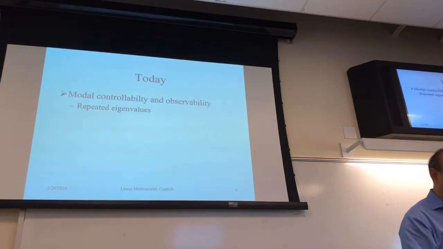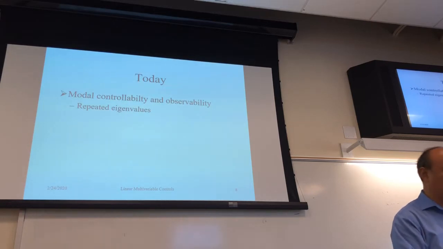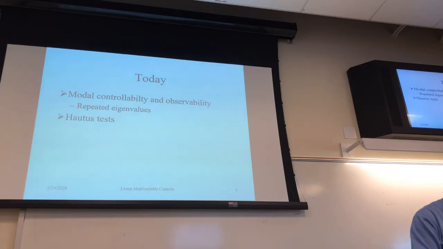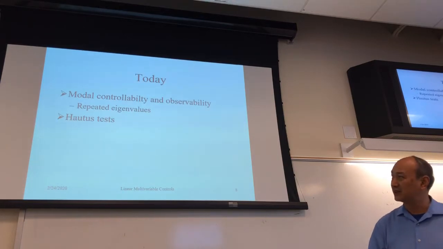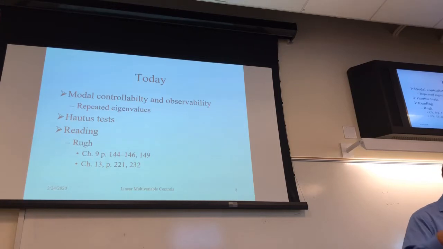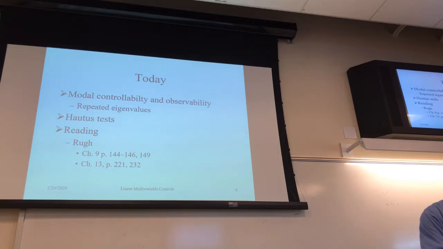So we talked about modal controllability and observability. Regarding repeated eigenvalues, you have to work with Jordan blocks, okay? But it's still not very easy to do. Then we find there's a very beautiful, elegant Hautus test. So this part is the main part for today. We're going to review those repeated eigenvalues in terms of modal controllability and observability. So chapter 9 and chapter 13 is what we need to do.